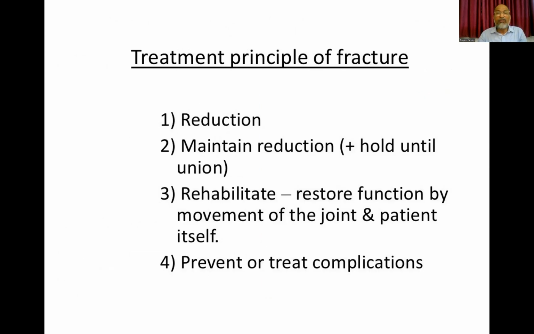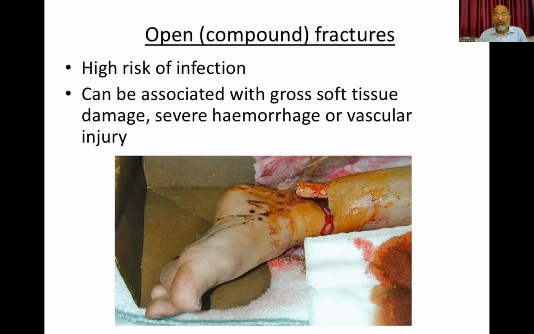Then what are the different principles of fracture management? Number one is the reduction. Then you have to reduce the fracture, and once you have reduced it, you have to hold it until the union, and this is called the maintenance of the reduction. And once the union is there, then you have to rehabilitate or restore the function by movement of the joint and the patient itself. The patient should be mobilized out of the bed, and that is the rehabilitation. Then you have to treat or prevent the complications of the fracture, which can be in the form of stiffness of the joint, or loss of sensation, or something else.